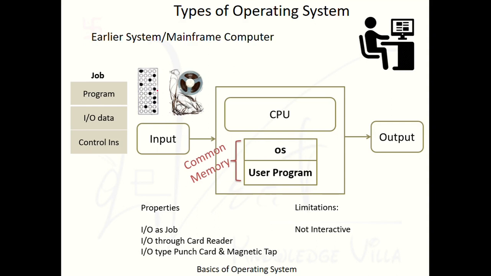Get it? So everything would be given as an entire job. Whatever it is, like program, IO data, control instruction, everything was produced in the form of an entire job. So we can say that those systems are not interactive. Right now, as we discussed, users are directly connected with the system, but during those days, users were not connected directly with the computer system.